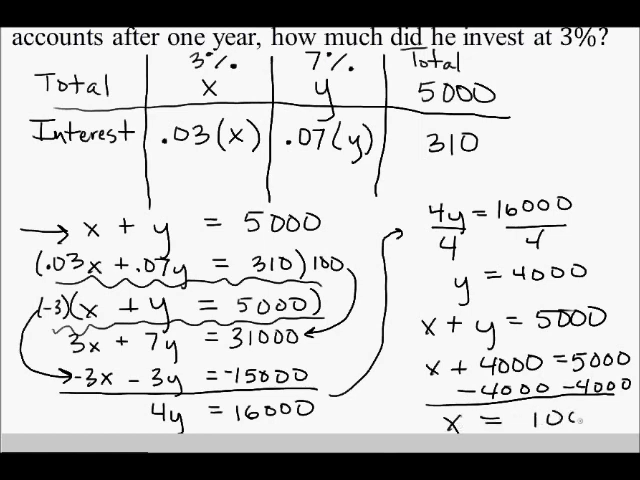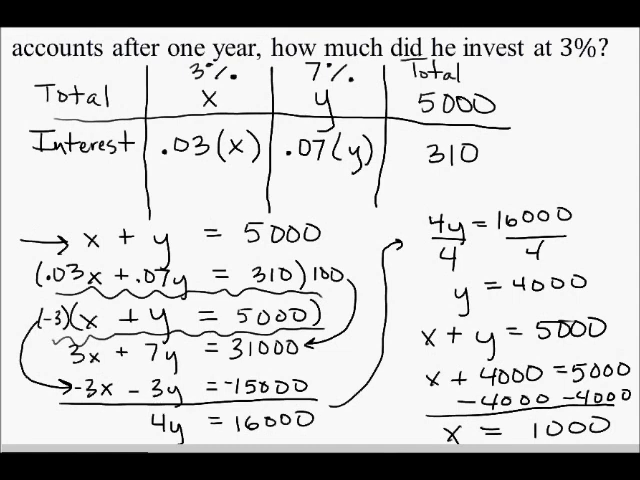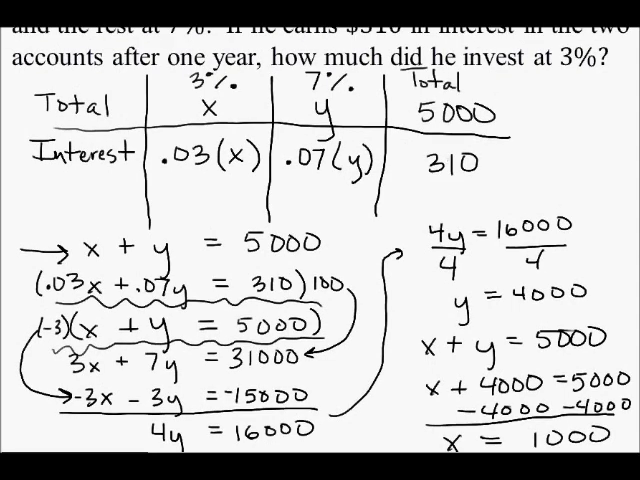Okay, and so now we look back at our problem here. The question said, how much did he invest at 3%? And the variable that we assigned to our 3% account was x, so that means x is the amount of dollars we have in the 3% account. And down here we can see that x is 1,000. So 1,000 is the amount that was invested in that account, and that is answer choice A.